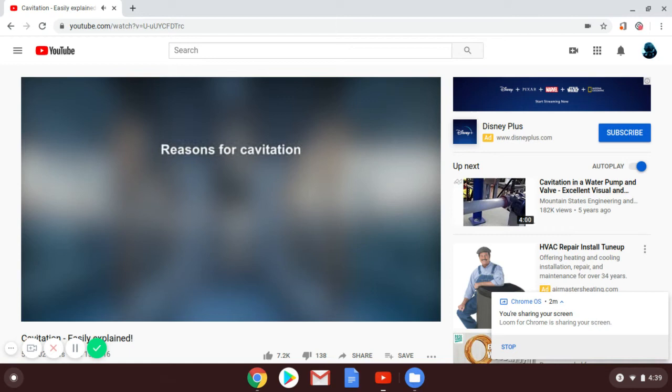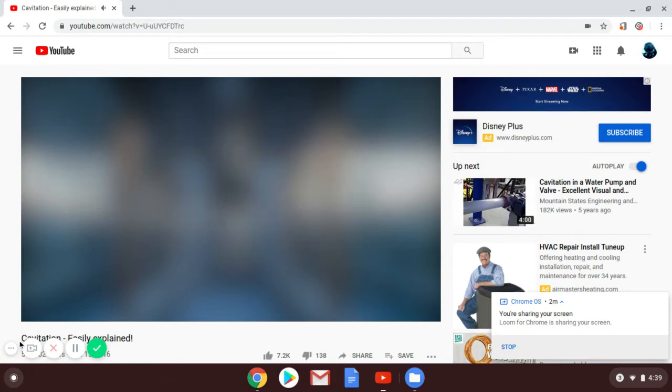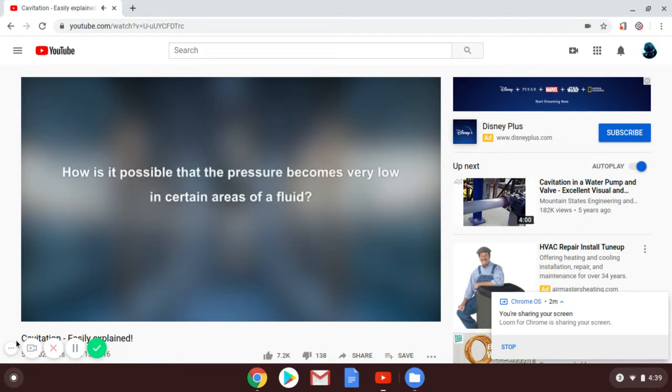This is exactly what happens when cavitation occurs. Bubbles of water vapor form when the pressure in a certain location decreases below the vapor pressure. The vapor condensates back to liquid once the bubble has reached a location with a pressure above the vapor pressure. But how is it possible that the pressure becomes very low in certain areas of a fluid? Let's have a look at an example for illustration.